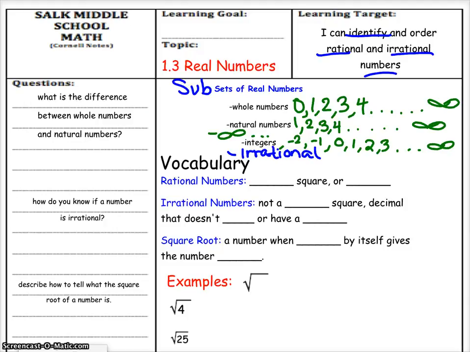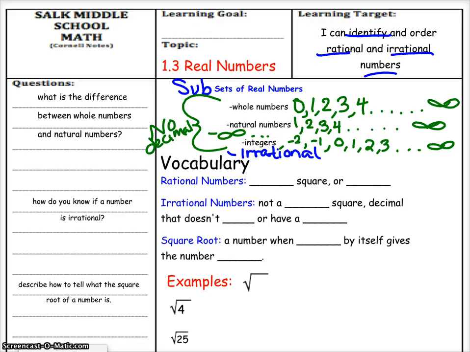Are there decimals in any of these? Do I have like a 1.1? No. Negative 1? No. All of these, whole numbers, natural numbers, integers, have no decimal. So maybe I want you to write that. No decimal.